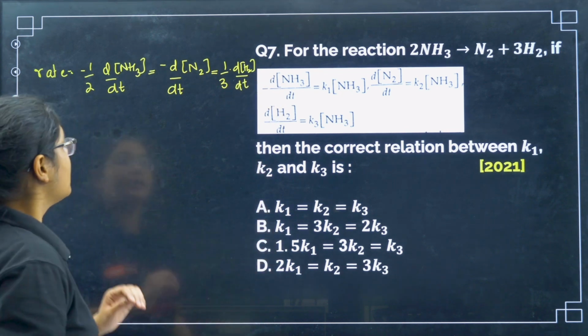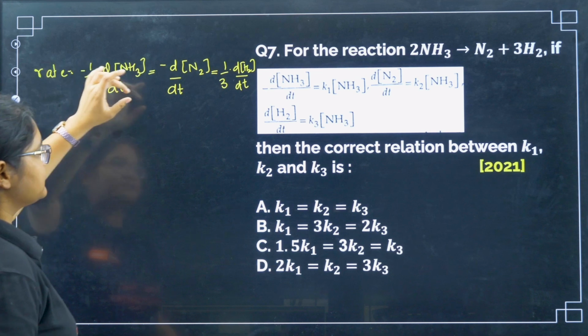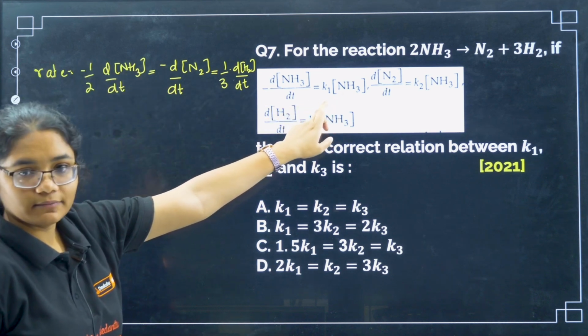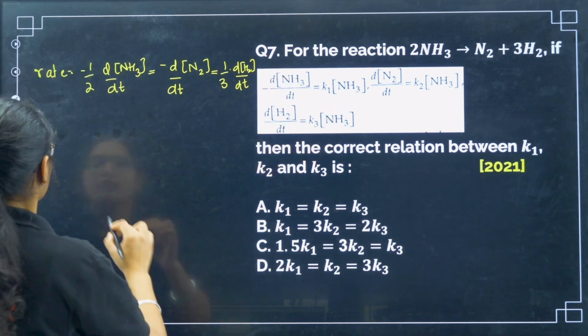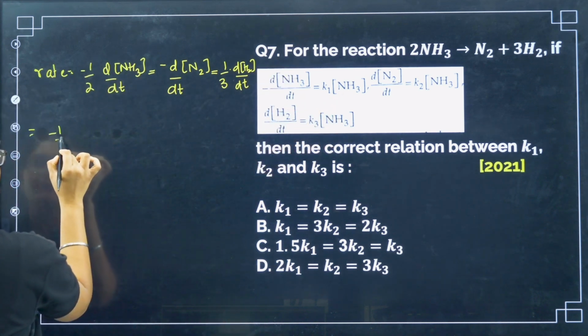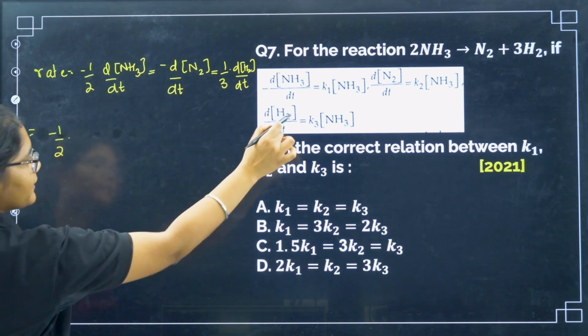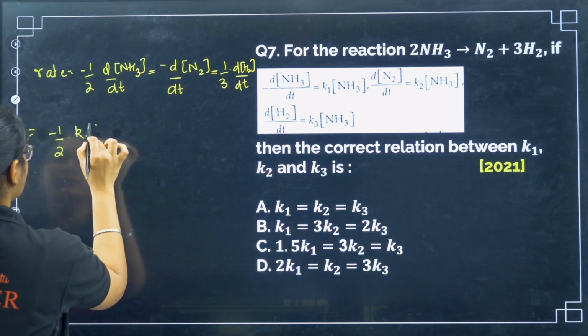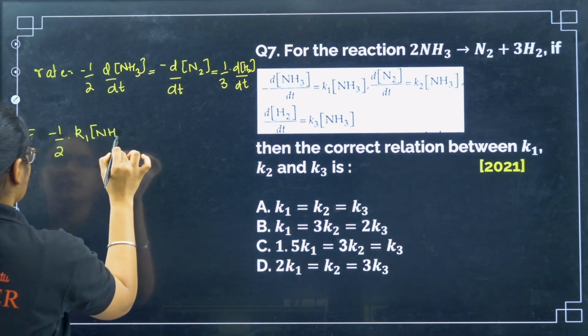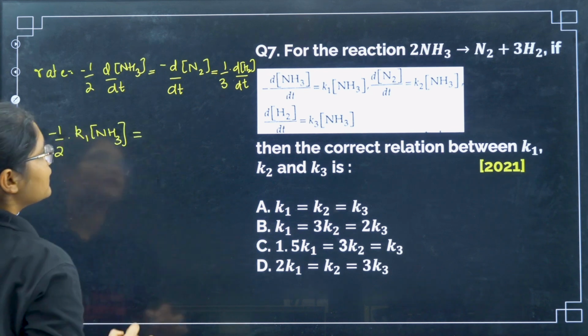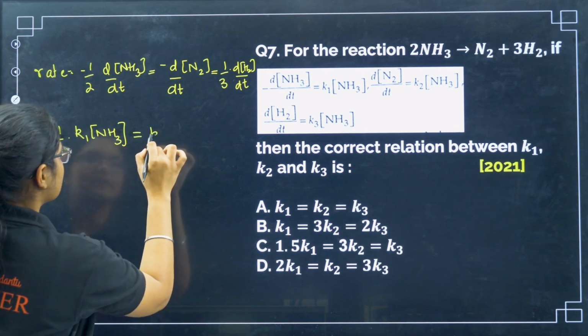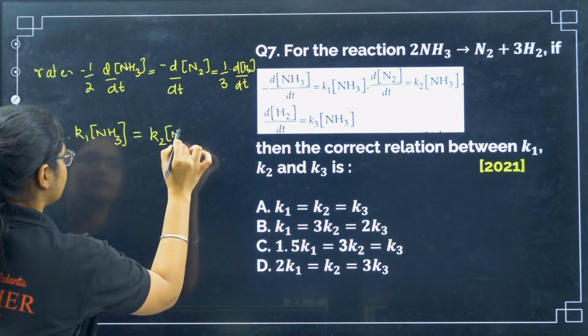This is done. Now what I can see, dNH3 by dt value is given to me, right? Let me substitute that. So what I will get, minus 1 by 2 into dNH3 by dt, I will substitute K1 into NH3. Okay, next dN2 by dt is K2 into NH3.